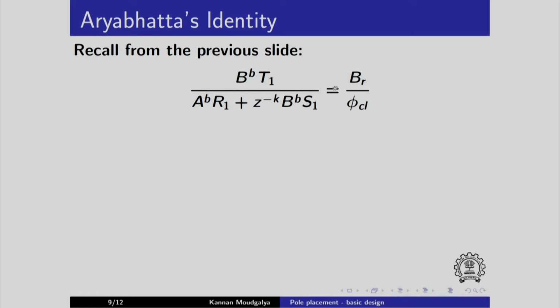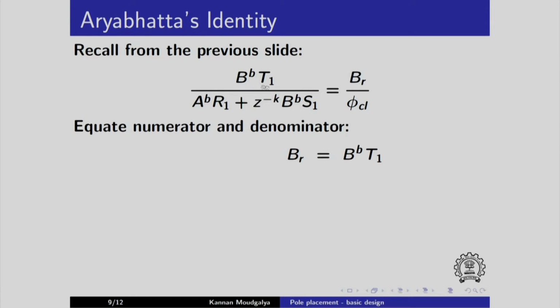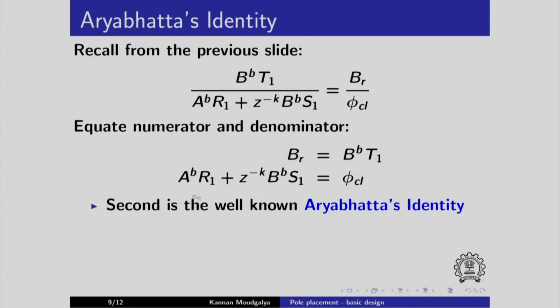Let us recall from the previous slide the equation we obtained. Let us equate the numerator and denominator. So we have BR equals BB T1. What about the denominator? So the left hand side is given here. On the right hand side we have phi CL. The second equation is the well known Aryabhata's identity. We have seen it before. Other names are Diophantine equation and Bezout identity.